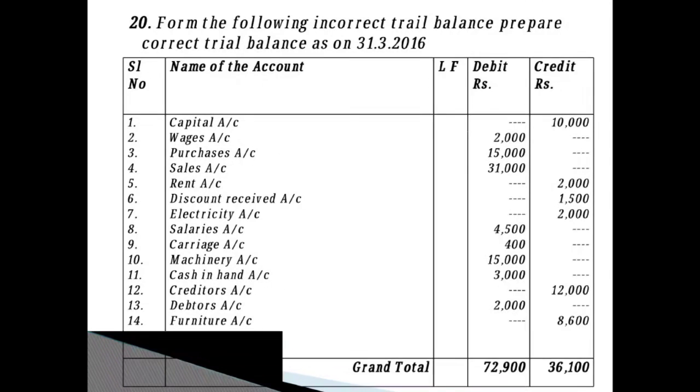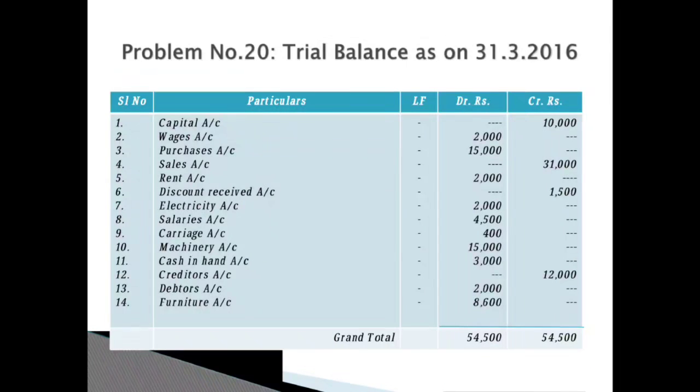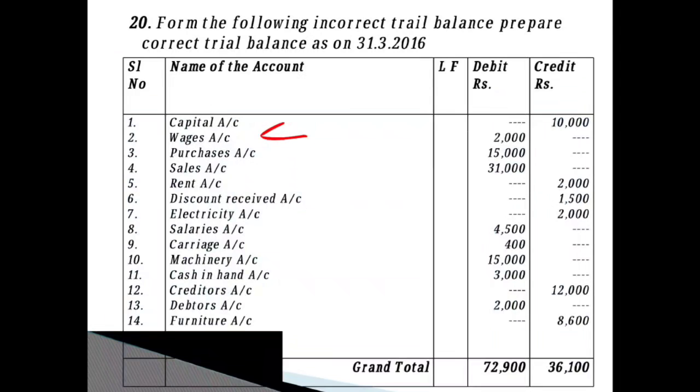Okay, now capital, where you had to write credit balance, right? So same here, capital we have recorded credit side rupees 10,000. Then next you have wages, which you should write debit balance because it is an expense, 2,000.